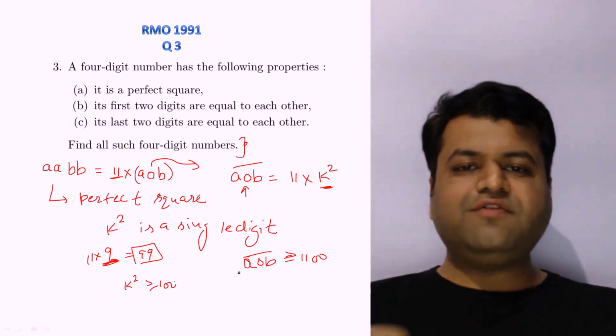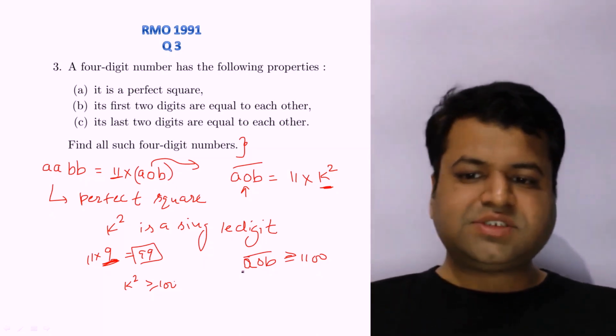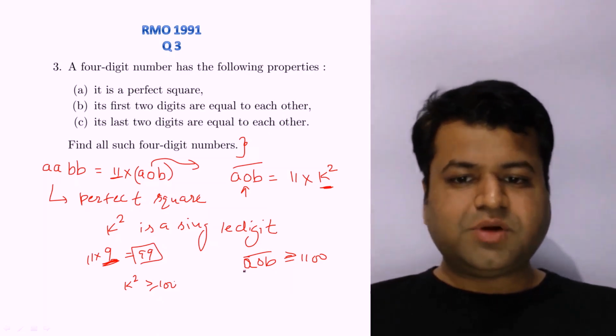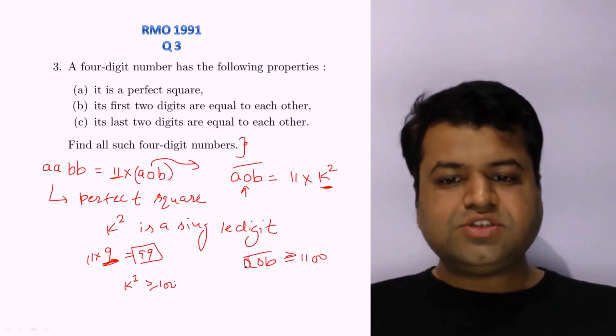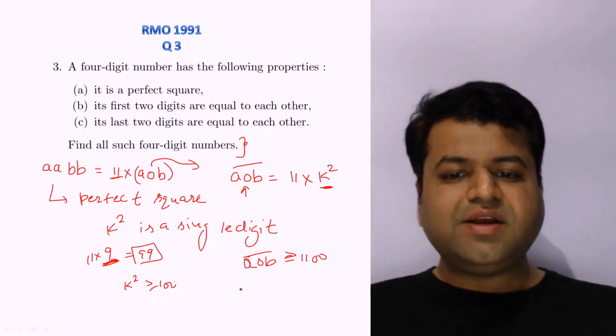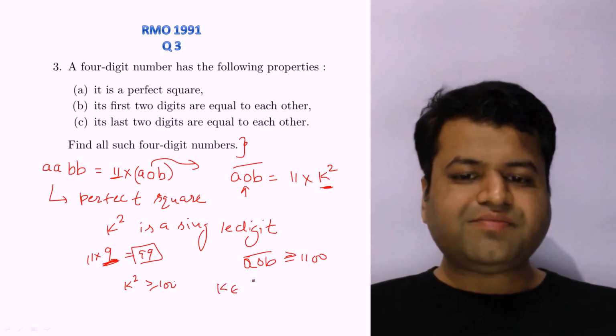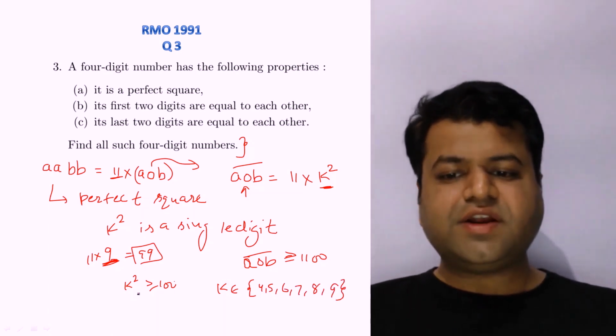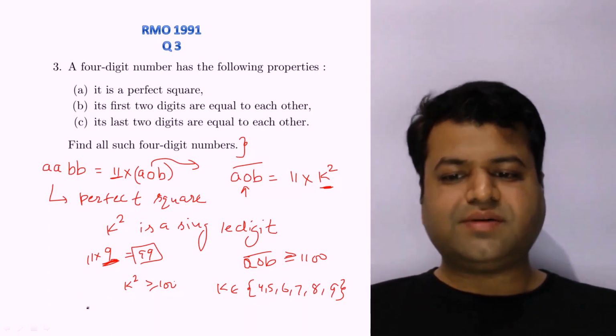So we have struck out the possibility that k is 3. We have struck out the possibility that k is 10. So all we are left with is that k can be any one of the following: 4, 5, 6, 7, 8, 9, right? And in fact k square will be a 2-digit number, right?